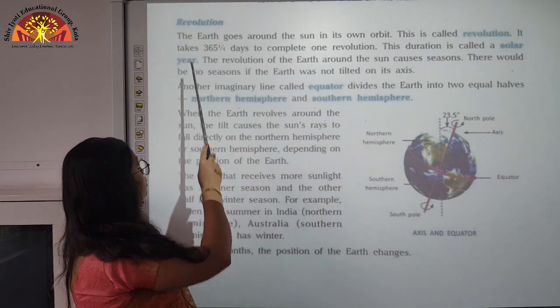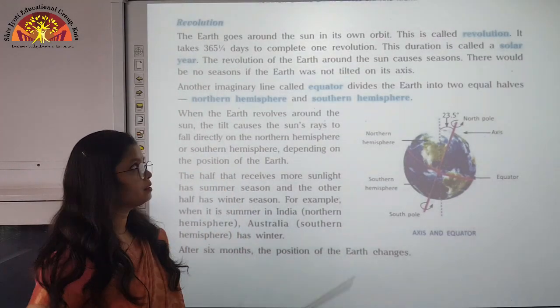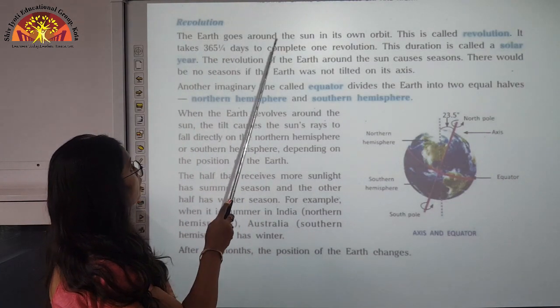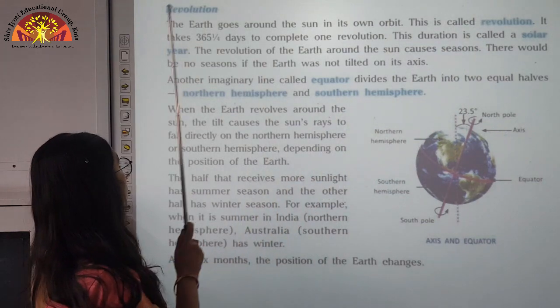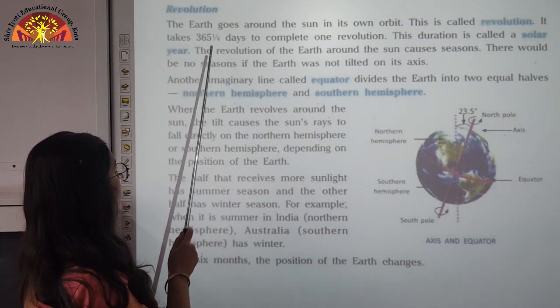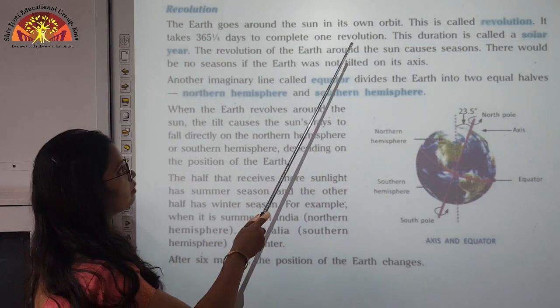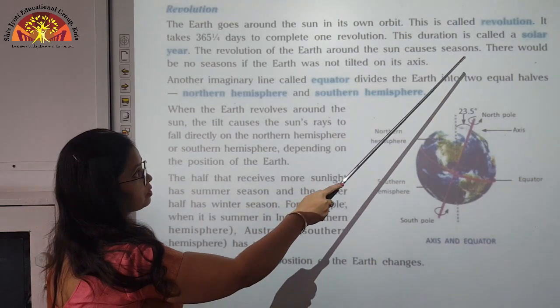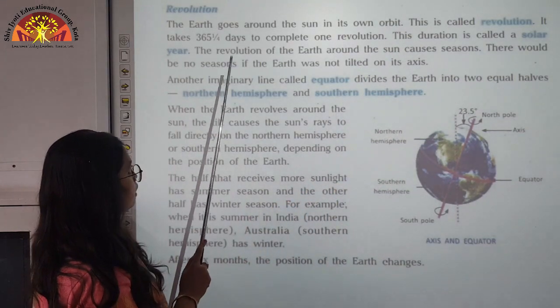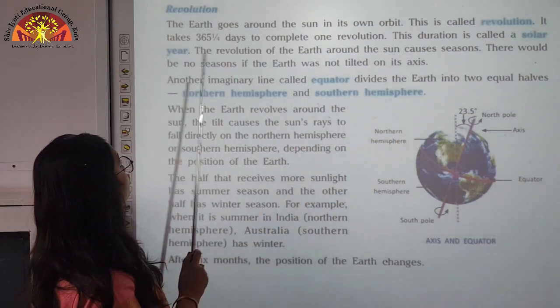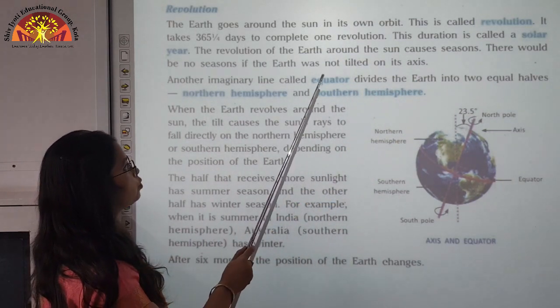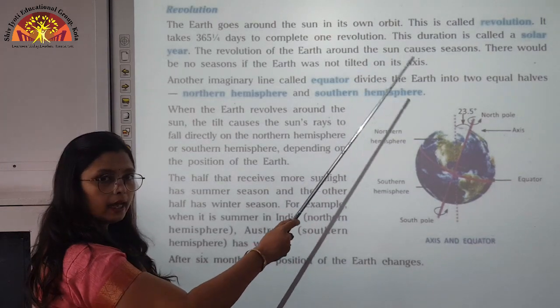Now revolution. So another type of movement is revolution. The earth goes around the sun in its own orbit. This is called revolution. It takes 365 1/4 days to complete one revolution. This duration is called a solar year. The revolution of the earth around the sun causes seasons. There would be no seasons if the earth was not tilted on its axis.